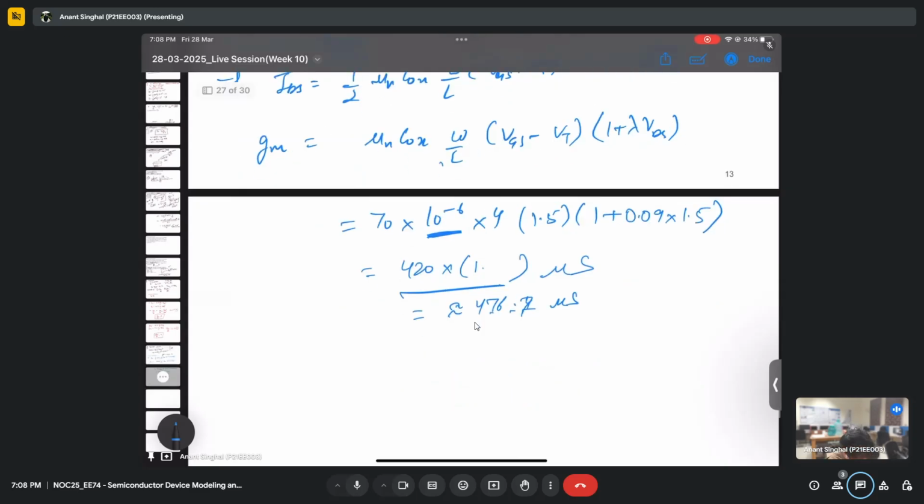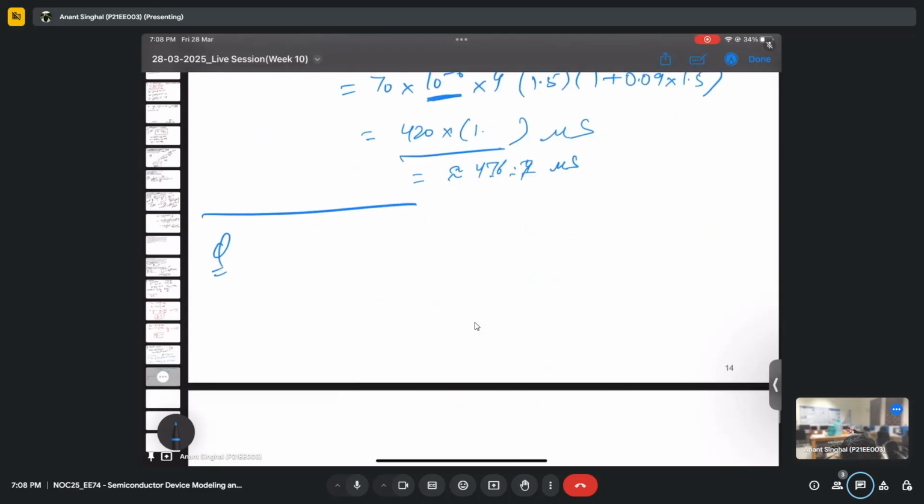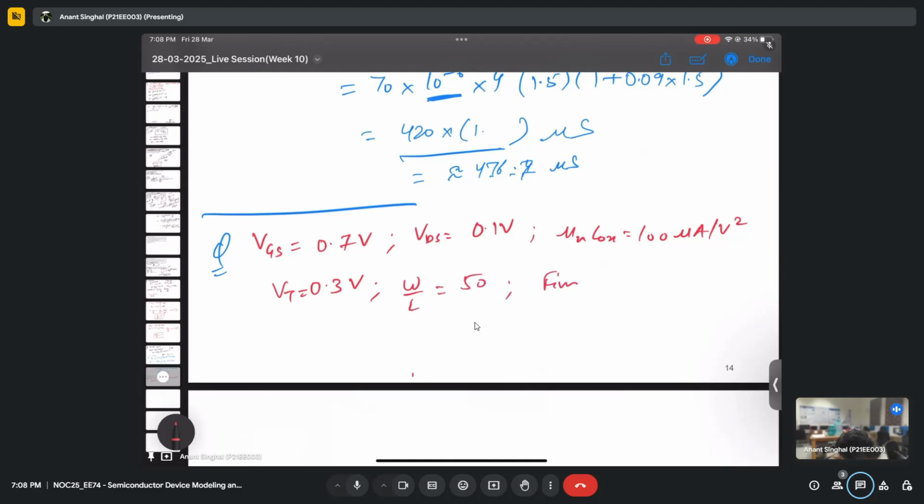Microsiemens. Okay. So let's do a quick GM problem and then maybe we can go. So now the question is VGS is 0.7 volts, VDS is 0.1 volts, and for this case mu n Cox is 100 microamps per volt square. The VT that is given is 0.3 volts. W by L is 50. Need to find GM. The unit should be milliamps per volt square. Oh, sorry, milliamps per volt. This is very easy. So let's try out and let me know what is the answer that you are getting.